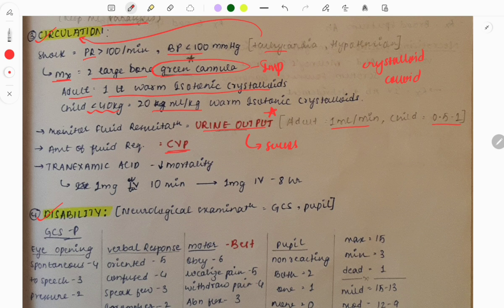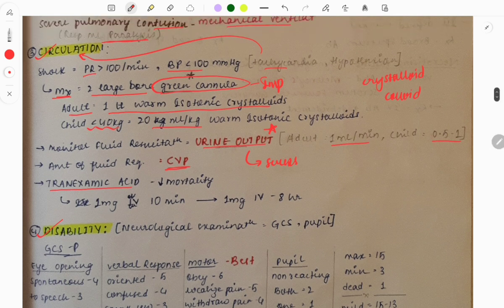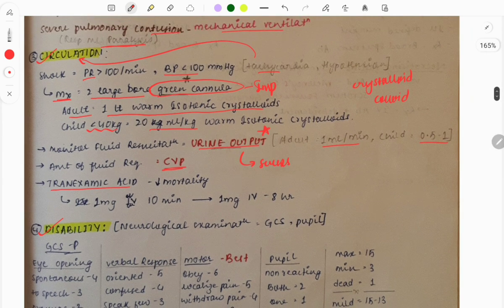So when there is shock, hemorrhagic shock, then you can try tranexamic acid. It decreases the mortality. So it has a role in decreasing the mortality. So you can use it as well. Then the dose is 1 mg IV for 10 minutes, and after that 1 mg IV over 8 hours. So these were some important questions asked from the circulation.